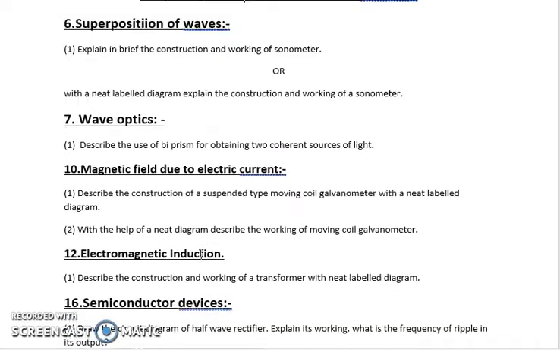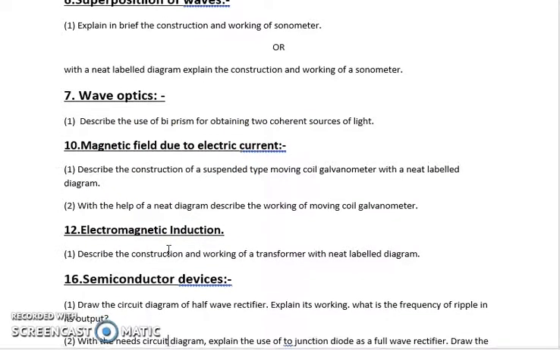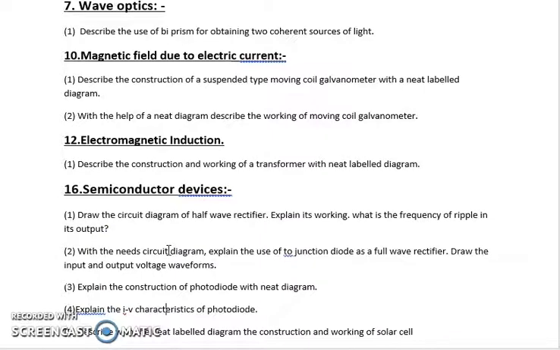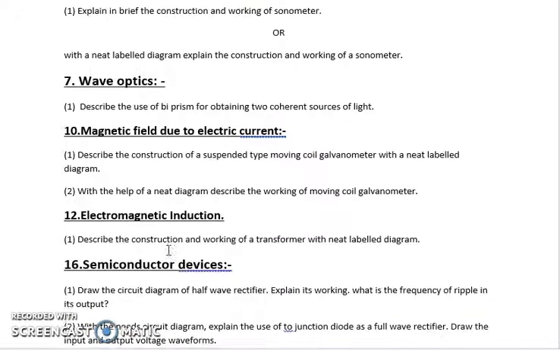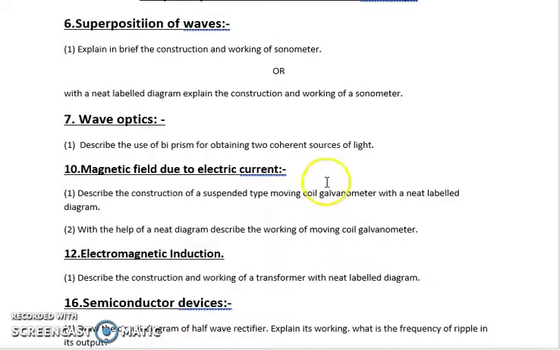These are the questions based on lesson number 6, wave, 7th wave optics, then magnetic field due to electric current, electromagnetic induction, semiconductor devices. These are some of the frequently asked questions in the previous board examinations.